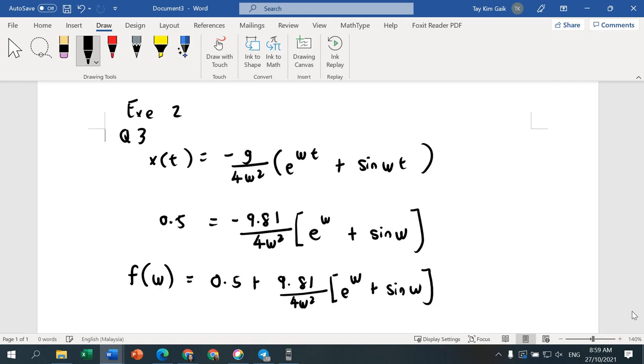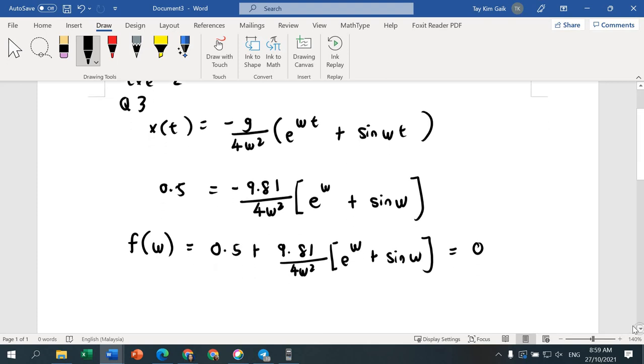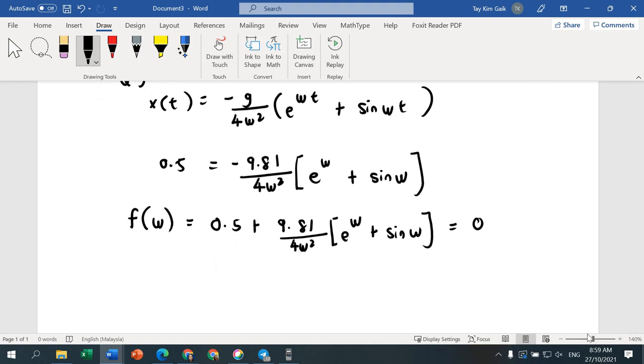Or you bring 0.5 to the other side, it will become negative. So now this one becomes the function. You collect to the same side: 0.5 plus 9.81 divided by 4 omega squared multiplied by exponent omega plus sin omega. To use Newton, if you use bisection it will be long. That's why the question asks for secant, which is not too long compared to bisection. But if you use Newton, you have to find f prime of omega.